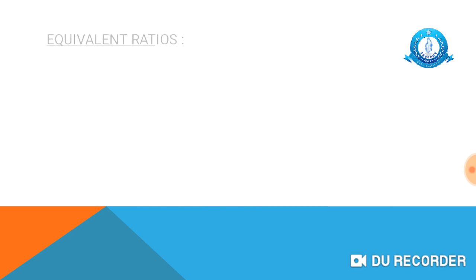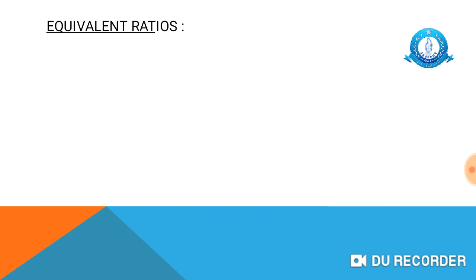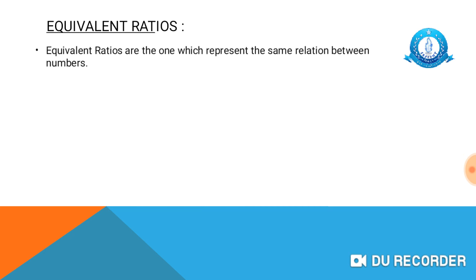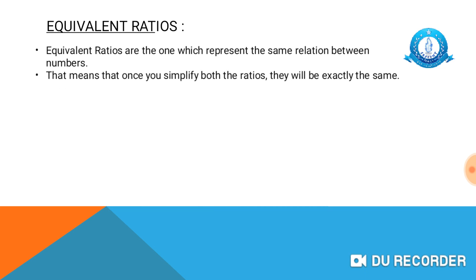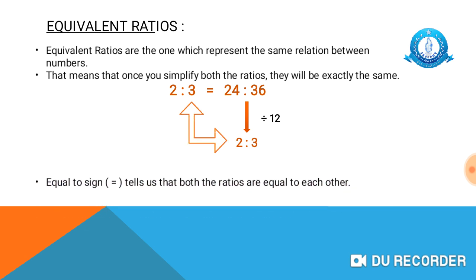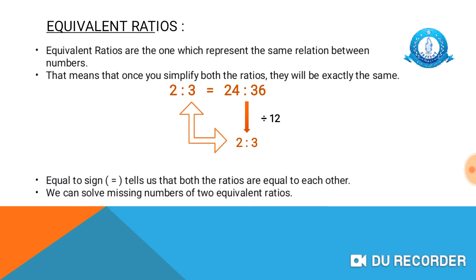Our next topic is equivalent ratios. Equivalent ratios are the ones which represent the same relation between numbers. 2 ratios will be given to you, and if you simplify both of them, your answer would be the same. In this way, if any number of the ratio is missing, we can find that out.